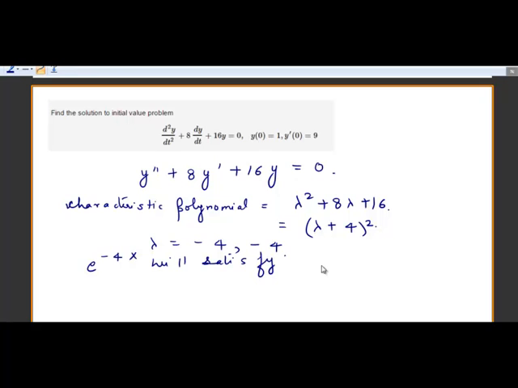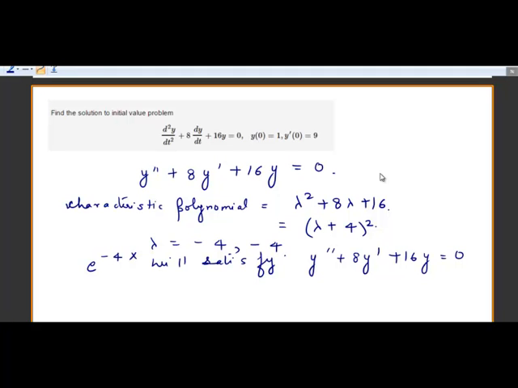Will satisfy this y double prime plus 8y prime plus 16y equals 0. This function is going to satisfy this differential equation. So one member of the fundamental set is there. How to get the second one?